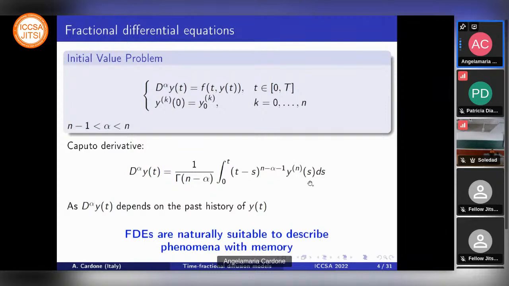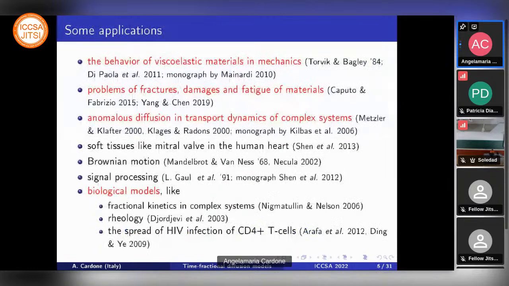As you see from the definition of fractional derivative, it depends on the past history of the solution. For this reason, fractional differential equations are suitable to describe phenomena with memory, and they are able to model all the problems where the past has influence in the present. And so here we have some applications like the behavior of viscoelastic materials or anomalous diffusion in transport dynamics and many other models.